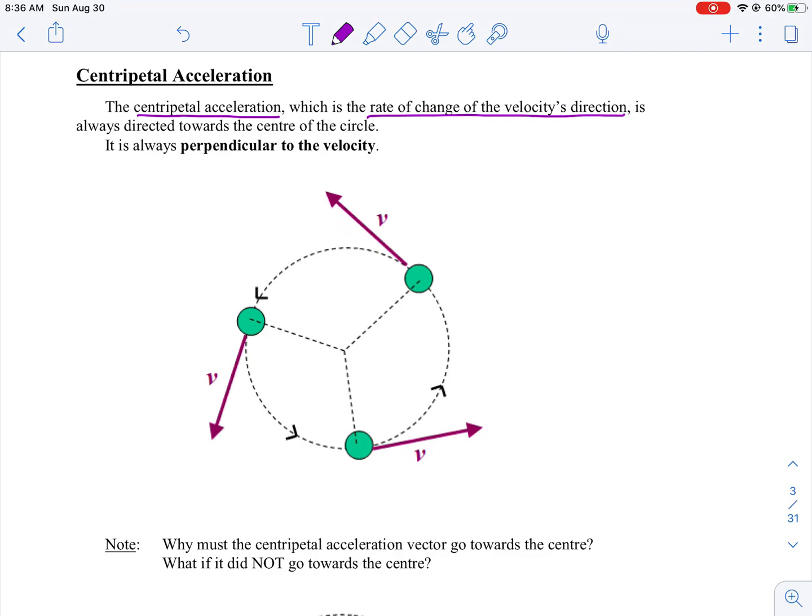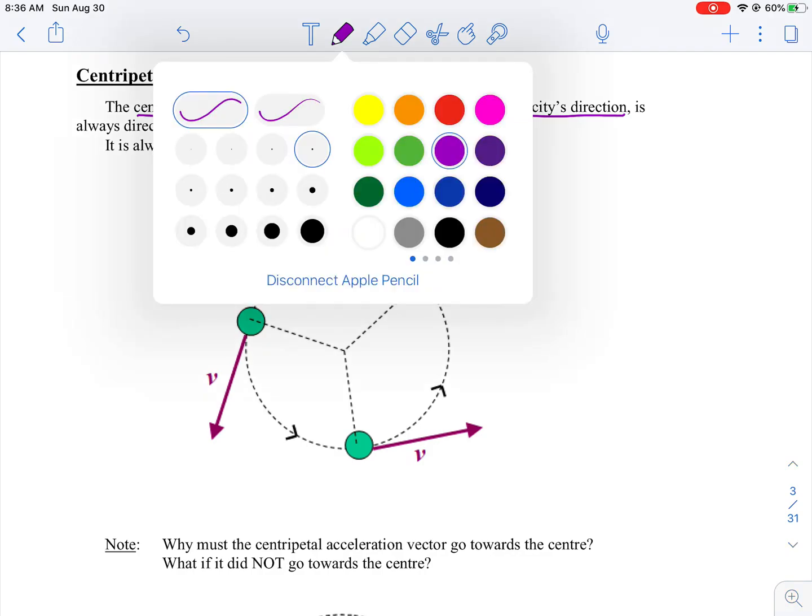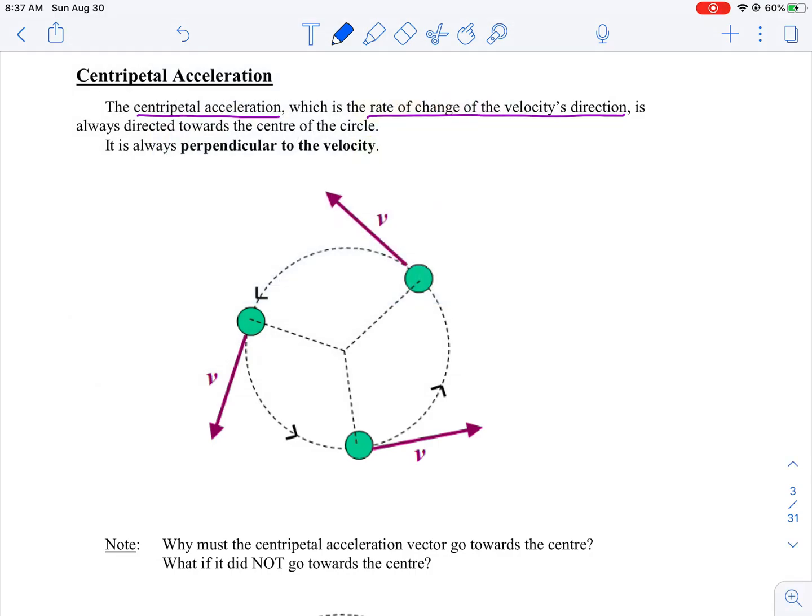What you have to realize is that the centripetal acceleration will always be perpendicular to the velocity and always towards the center of the circle. That's why we call it centripetal, center seeking. It seeks the center. When you see that first part, centri, that means to the center. In the diagram below, you'll see that the acceleration goes towards the center. There's our a_c, and the same thing for all the others.